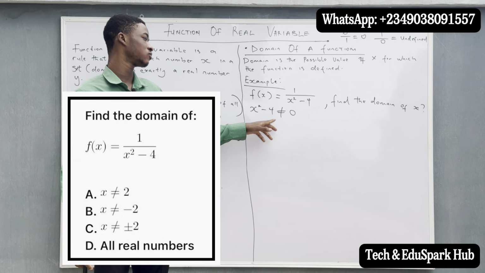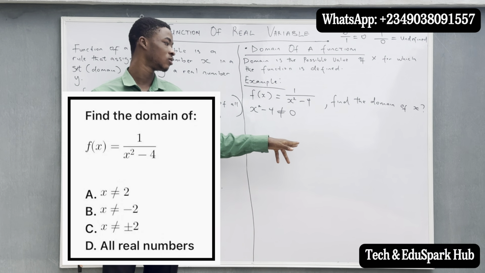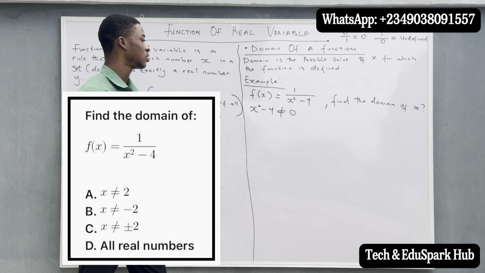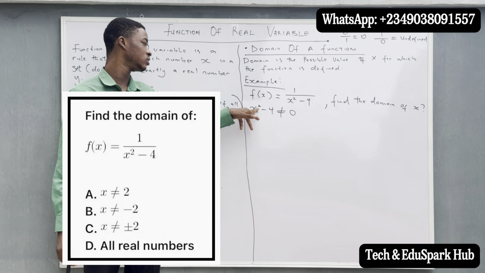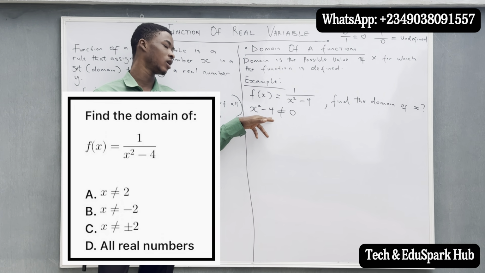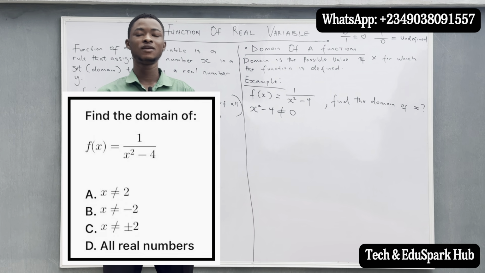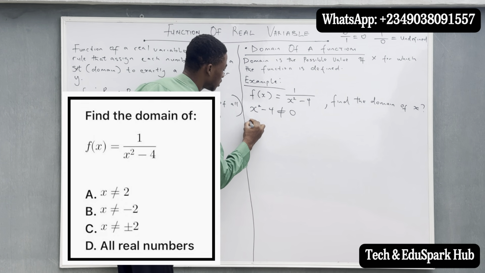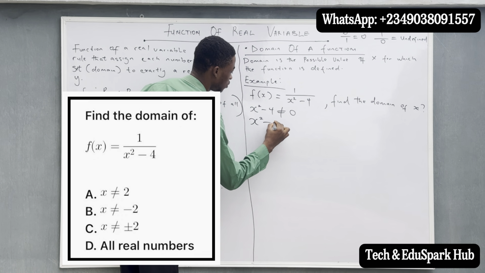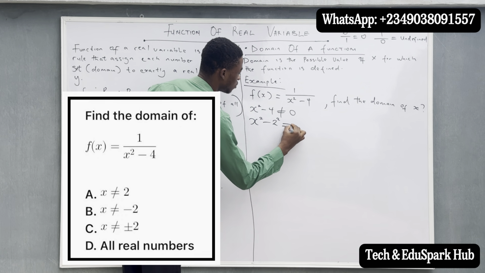So x squared minus 4 must not be equal to 0. In this kind of question, how do we get our x? You can see that this has a power, which is 2, and this is not having any power. So we can convert this to a difference of 2 squares, if you remember what a difference of 2 squares is. So you can just say x squared minus 2 squared must not be equal to 0.